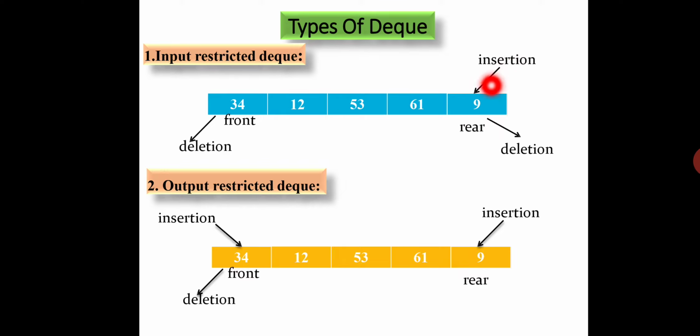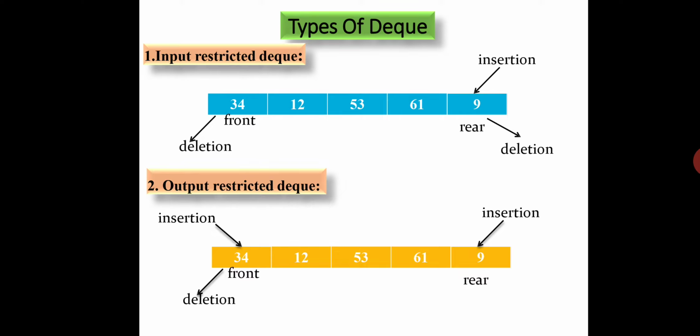Insertion will be done only at the rear end. Then output restricted queue means the insertion will be done at both ends, and deletion will take place only at the front end. See, in the input restricted queue, the deletion will be done at both ends, and the insertion will be only at the rear end.